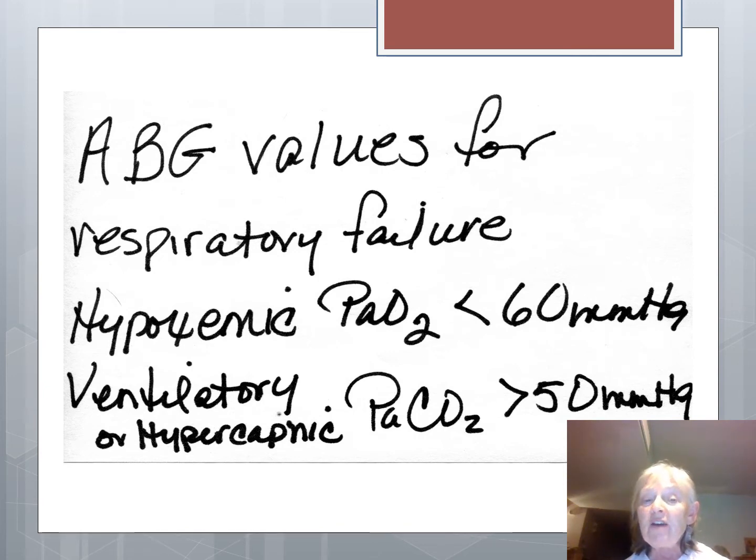Hypoxemic respiratory failure, which is one type of respiratory failure, is when the PaO2 is less than 60 millimeters of mercury on room air for a healthy person. The second type is ventilatory or hypercapnic respiratory failure. This is your PaCO2, and it's greater than 50 millimeters of mercury for a patient who's breathing room air, a little bit higher, around 55, for patients who have COPD.